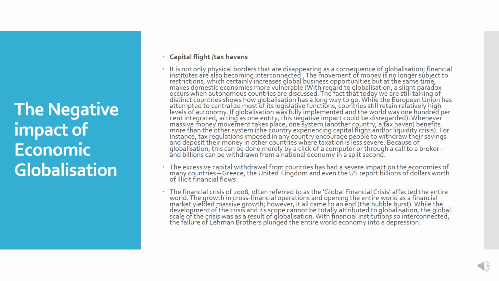While the development of the crisis and its scope cannot be totally attributed to globalization, globalization actually made it more vulnerable. The global scale of the crisis was actually a result of globalization, otherwise, it would have been confined to few countries. With financial institutions so interconnected, the failure of Lehman Brothers plunged the entire world economy into a depression which could have been saved.